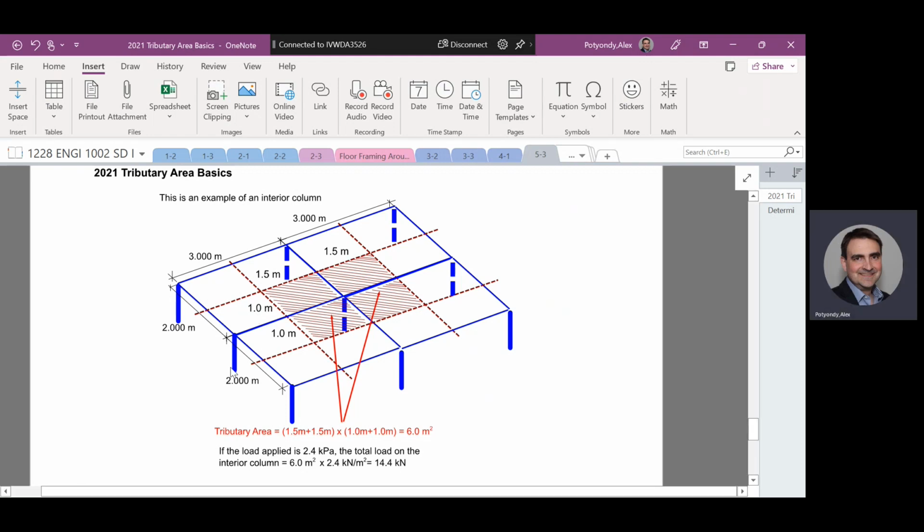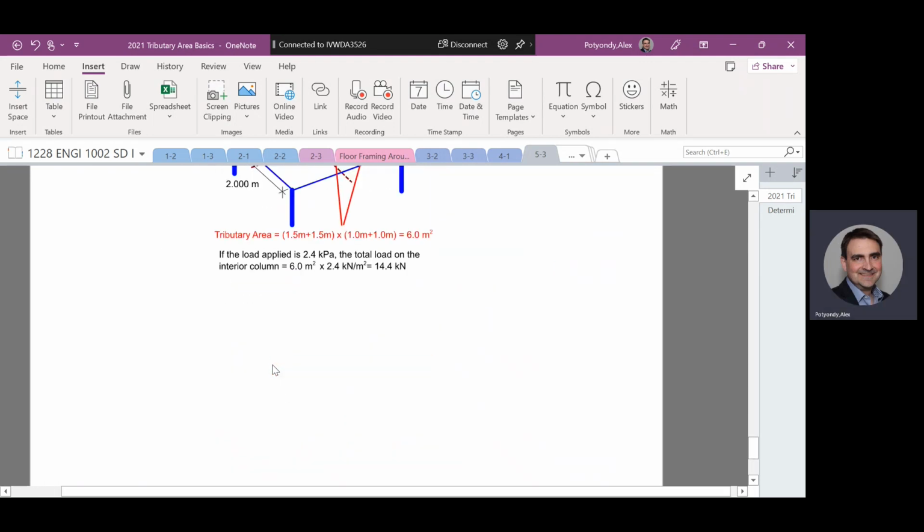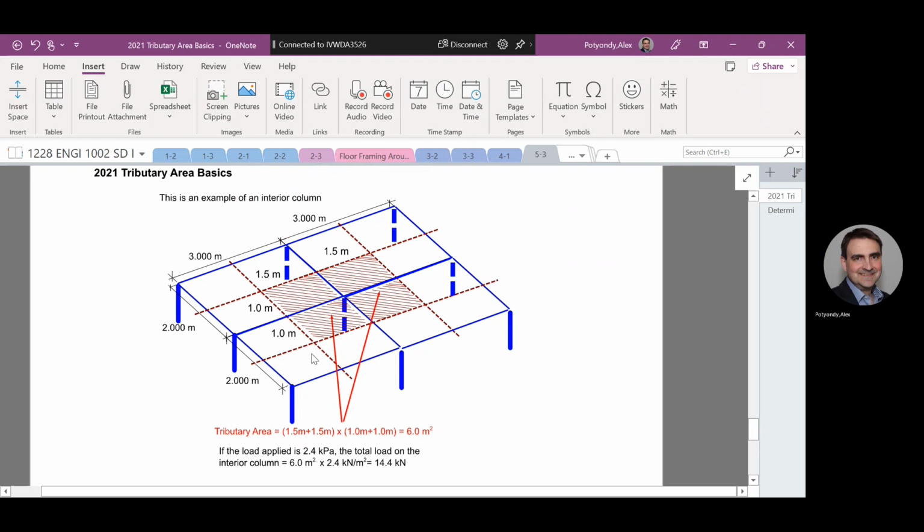So we can't just say, well, I sized for the biggest interior column, and that will apply for exterior columns. Exterior columns can be much more complex. Any questions on that? Pretty straightforward. This is the basic principle behind calculating the loads for your building.